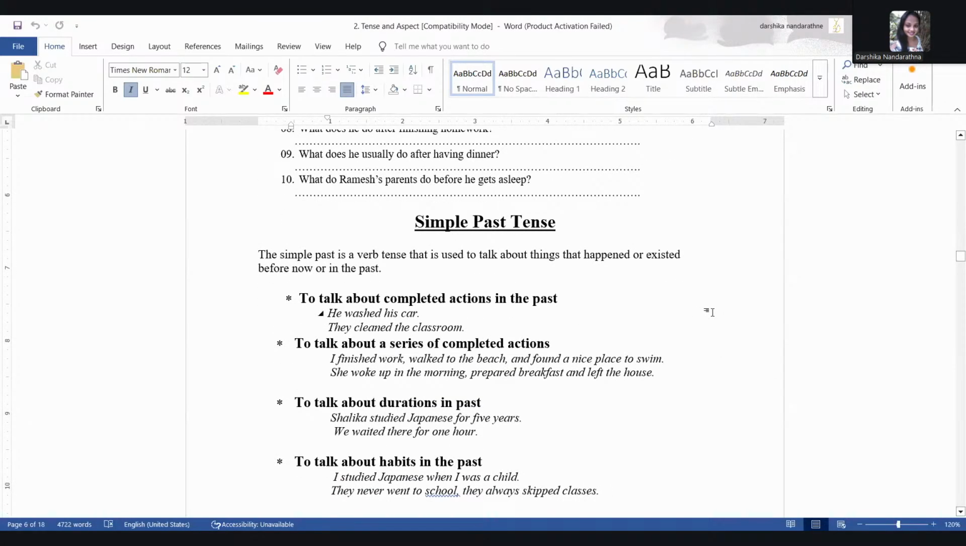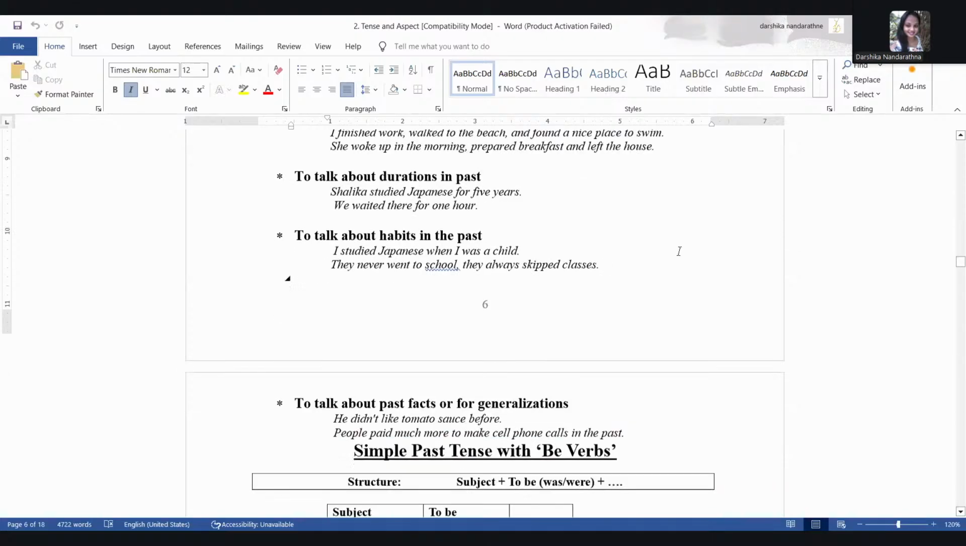But you should learn the uses of tenses by heart. Because as I explained to you on the very first day, students use wrong tenses. They don't use the right tense at the right place. Because of that, you should learn to use them correctly for the correct purpose. Okay, so that is about the uses of simple past tense.